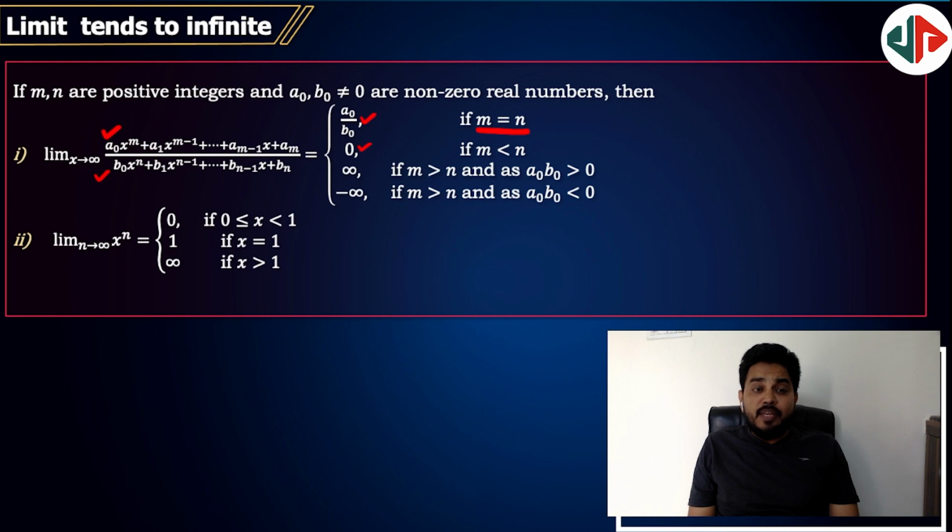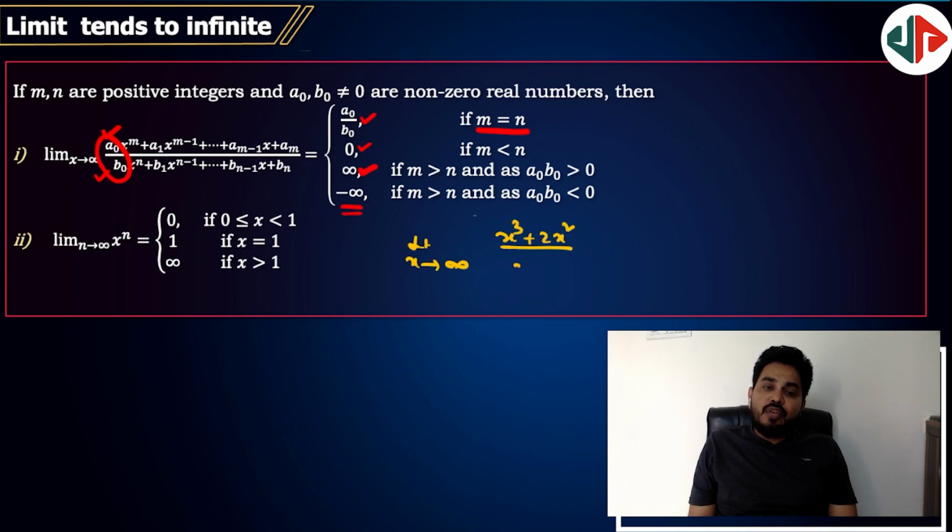If the degree of the numerator is greater than the degree of the denominator, then very simple, if they are of the same sign, it will go to infinity. If they are of opposite sign, it will go to minus infinity. Maybe you can look at one example here, like limit extending to infinity, x cube plus 2x square by 2x cube. This answer will be equal to 1 by 2.